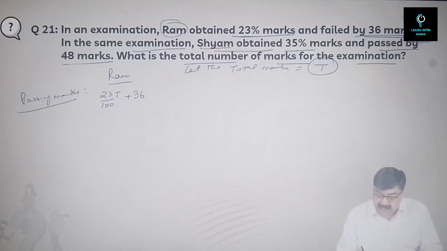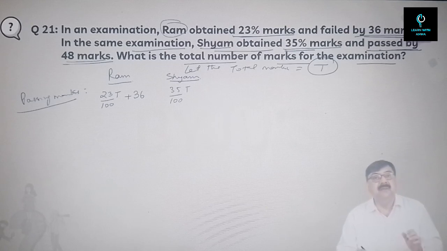Now passing marks as per Shyam shall be, he obtained 35% marks out of the total, so 35 by 100 into T, and passed by 48 marks. So his marks are passing marks plus 48. So passing marks will be 48 marks lesser than Shyam's marks, because Shyam has scored 48 marks extra, more than the passing marks.